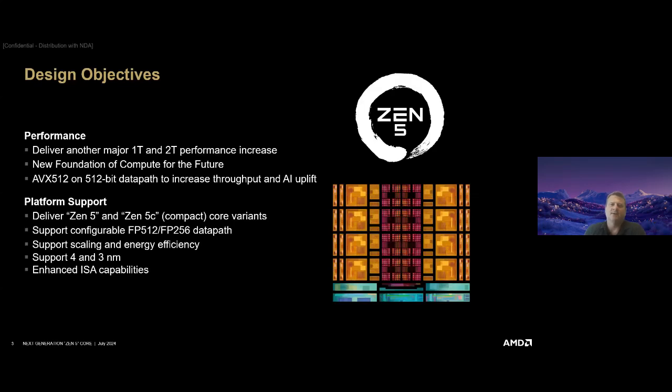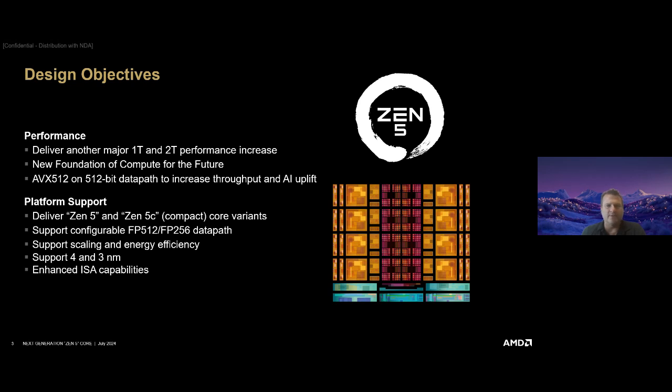All right. So with Zen 5, our design objectives were, as traditional, to deliver another major 1T and 2T performance increase. But we really wanted to create a new foundation of compute for the future. And I think you'll see that as we go into the deep dive. We also wanted to bring AVX-512 onto a 512-bit data path so we could really get the full benefit of the ISA extension into vector throughput and AI uplift.